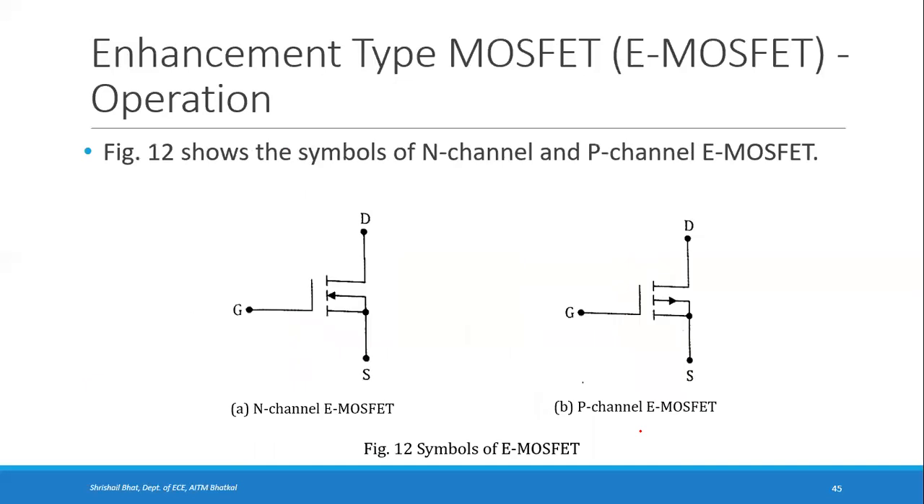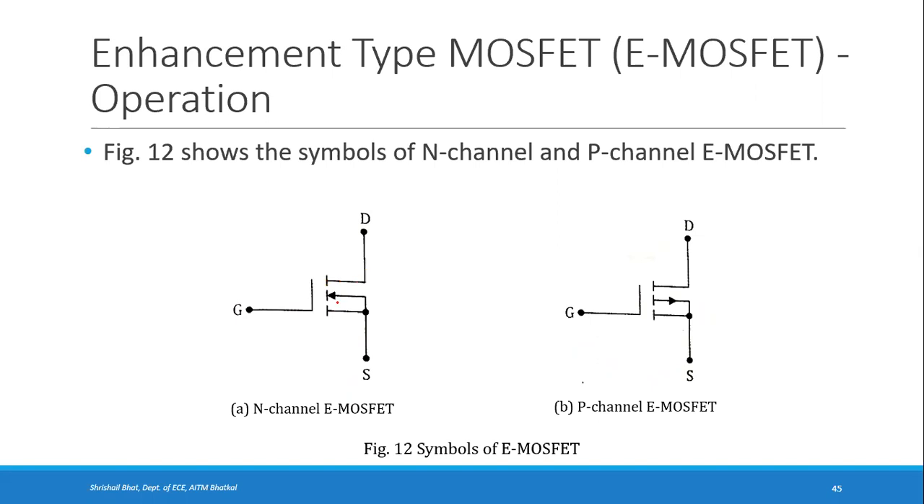Okay, so this is the symbol of an E-MOSFET. There is a gate like this, and there is a drain and there is a source. Here, there are three dashed lines. The dashed lines indicate that there is no structural channel. The channel is only enhanced, only induced by enhancement. So we show dashes instead of a straight line.